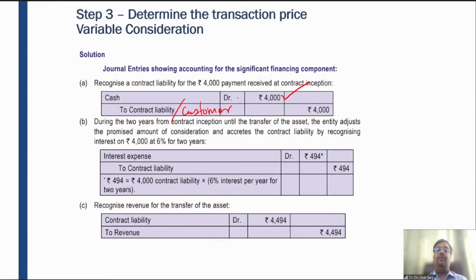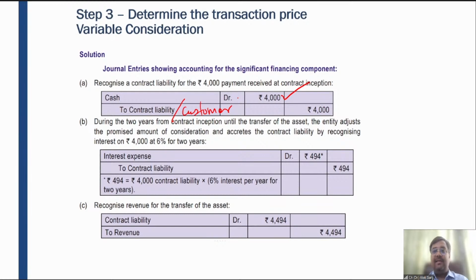To customer account. Cash account debit to contract liability or to customer, whatever you want to mention. And in the next 2 years, what will you do? You will recognize interest cost, and you will recognize the credit to the contract liability or a customer, right?